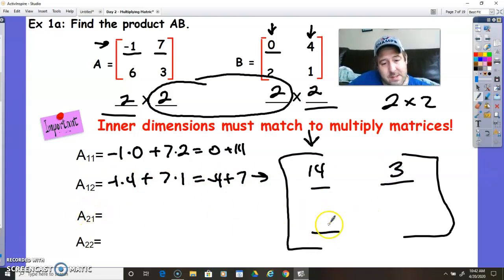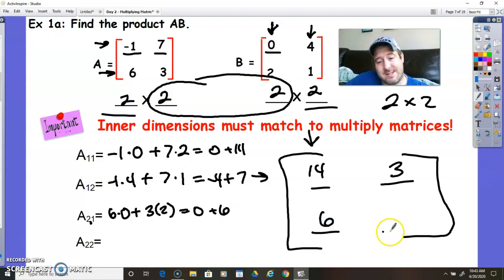Now, if I want to find this number, which is A2,1, which happens to represent the second row, I'm going to multiply the second row times the first column. Second row times first column. So that's 6 times 0 plus 3 times 2. All right, 6 times 0 is 0, and then 3 times 2 is 6. Add those together, and you get 6.